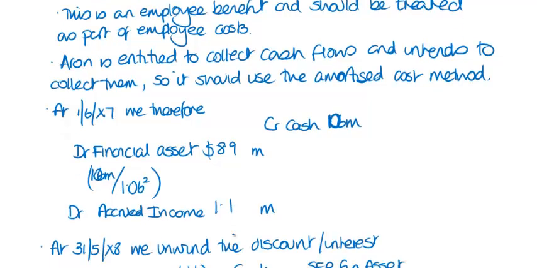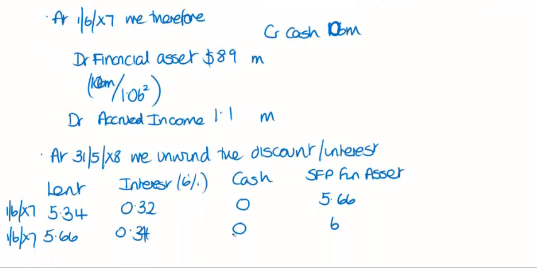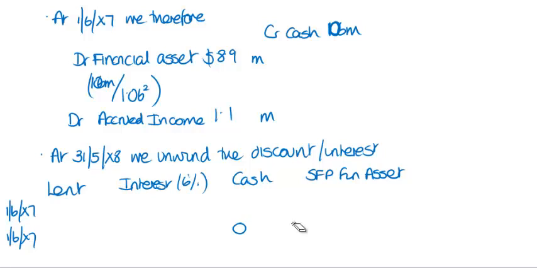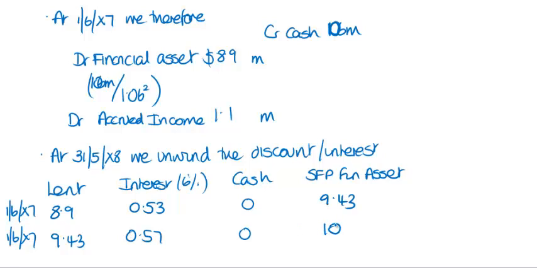Exactly the same principles apply. So let's just do these calculations again. So we've lent 8.9 million. Our interest is 0.53. We've got no cash, and we're up to 9.43. The following year, 9.43, 0.57, and it takes us up to 10.